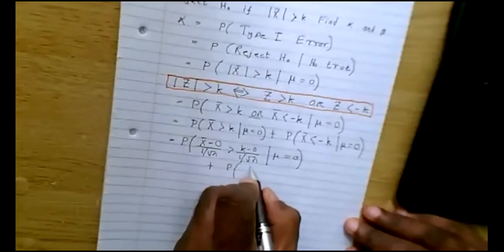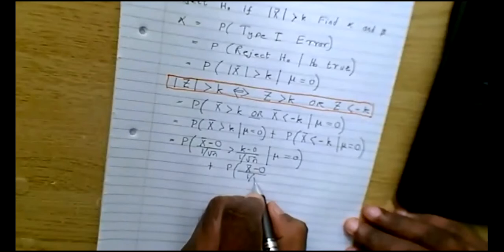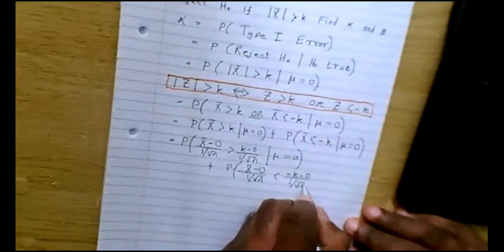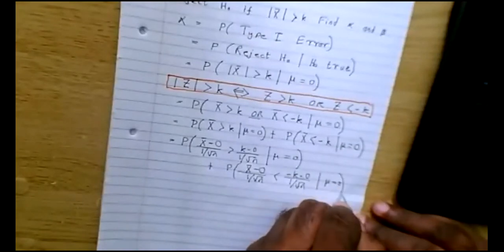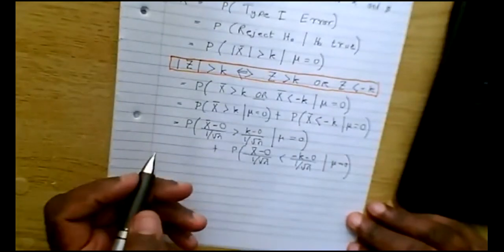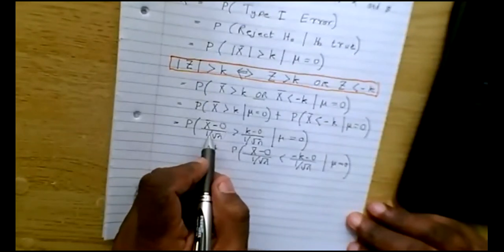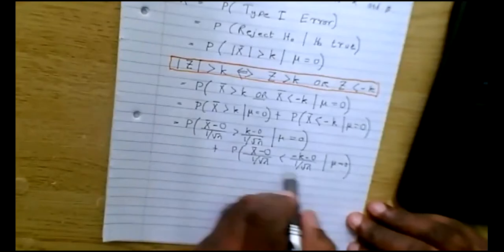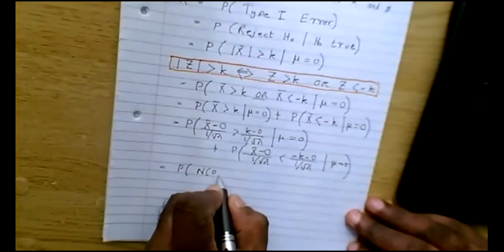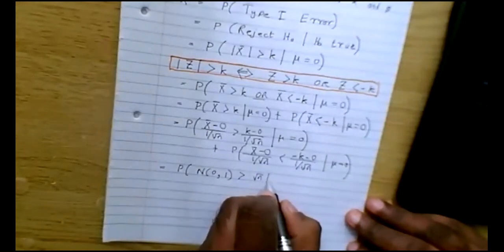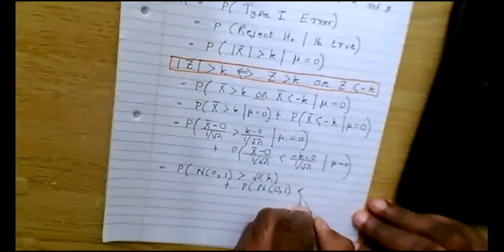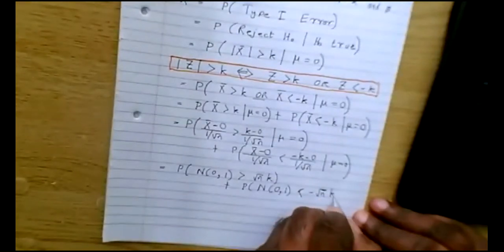So you get it like this, right? All right, so the first term, because of the argument that I made earlier with example 10, must have the standard normal distribution. And the second also should have the standard normal distribution. So what you have is the probability that N(0,1) is greater than root of n times k, plus the probability that N(0,1) is less than minus root of n times k.